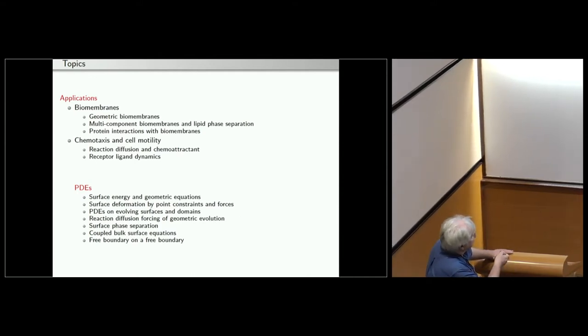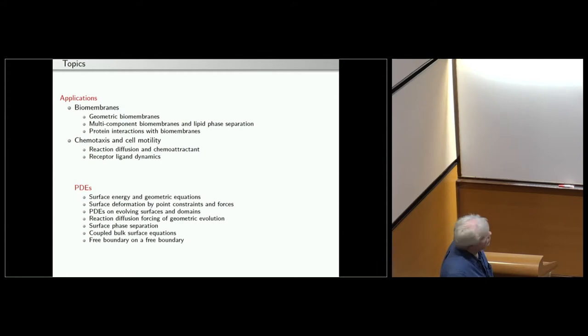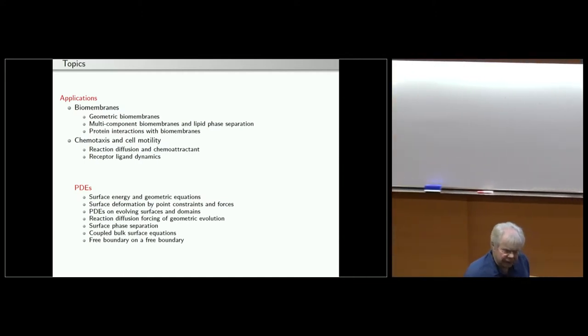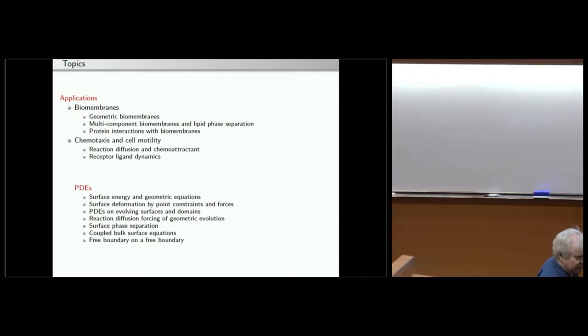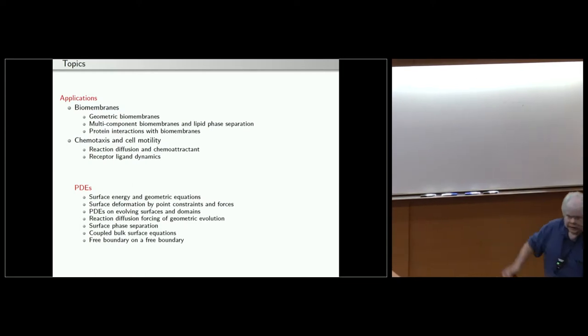Okay, so principally I'm going to talk about surface phase separation, but I've also been interested in things which couple PDEs in the bulk to PDEs on the surface and the evolution of the surface. And if we think that a surface is an unknown free boundary, and we have a process on the surface, which is going to be modeled by a PDE, which might be a nonlinear PDE, then we're led to the concept of having a free boundary on a free boundary. And that's really what we'll be looking at today.